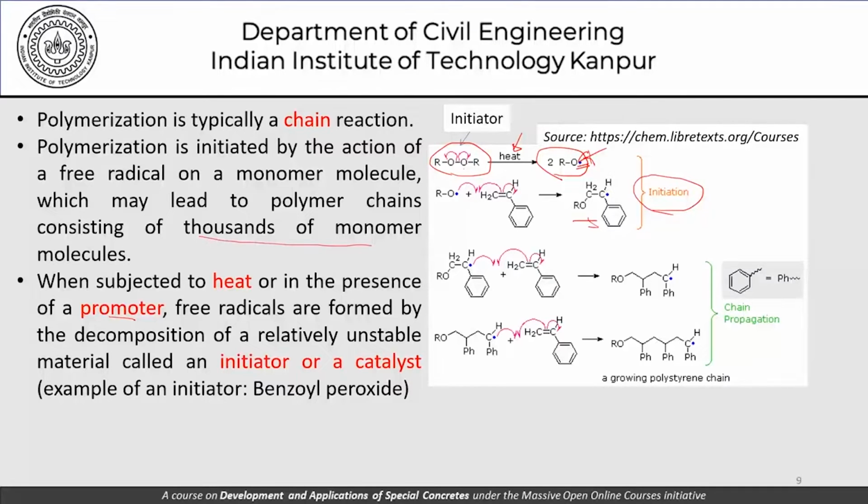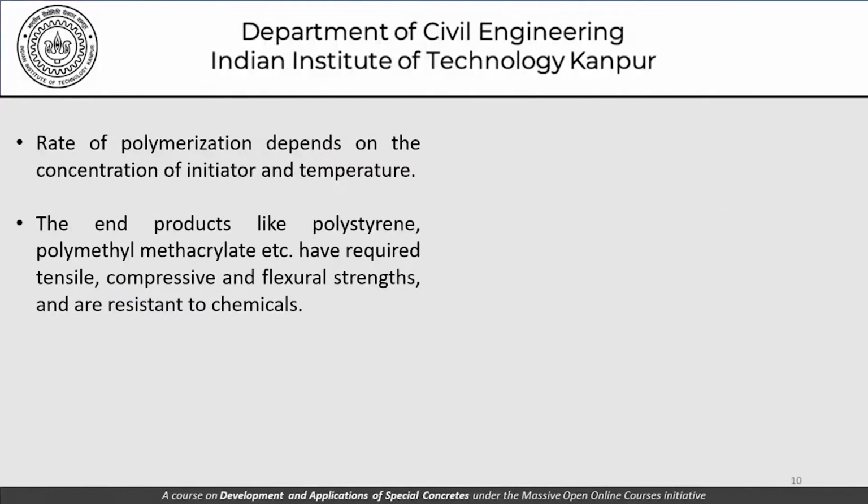polymerization. So this monomer molecule has now become more reactive, and this attacks the next monomer molecule, forming something like this, and this reaction goes on, and we have a growing polystyrene chain, and this is what is the chain propagation. So this is the initiation reaction, and this is the chain propagation of polymerization, in this case for polystyrene. Now the rate of polymerization depends on the concentration of the initiator and the temperature.